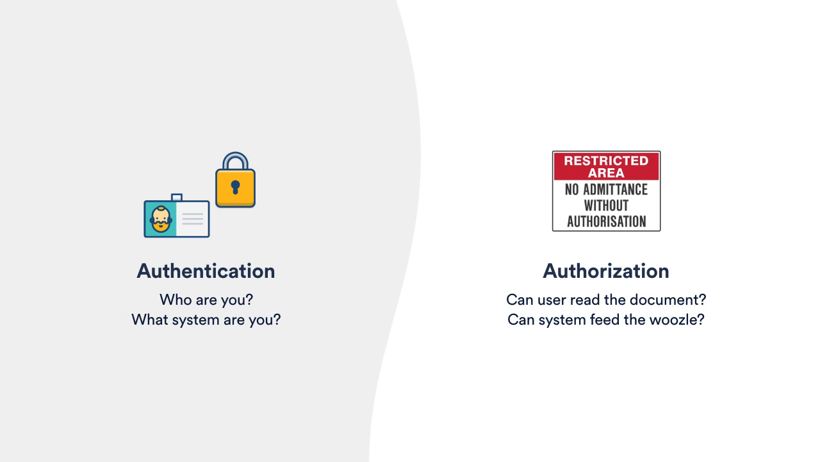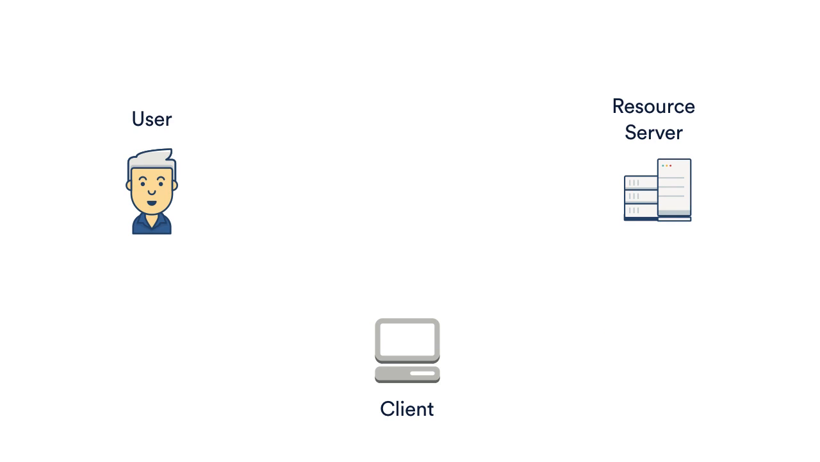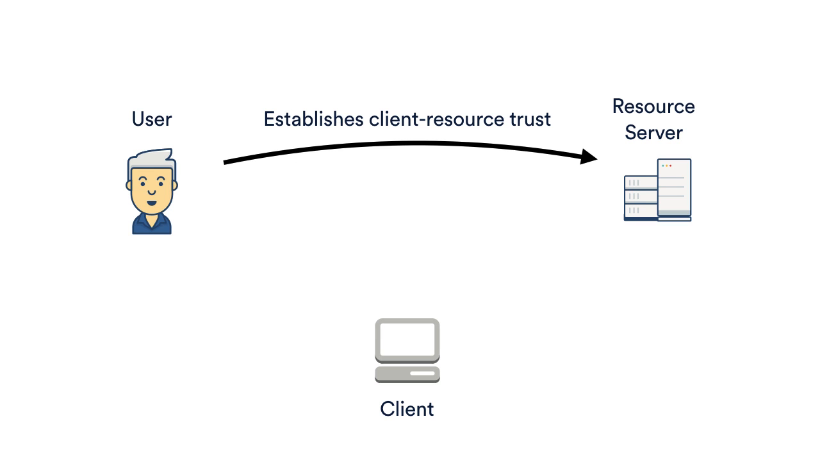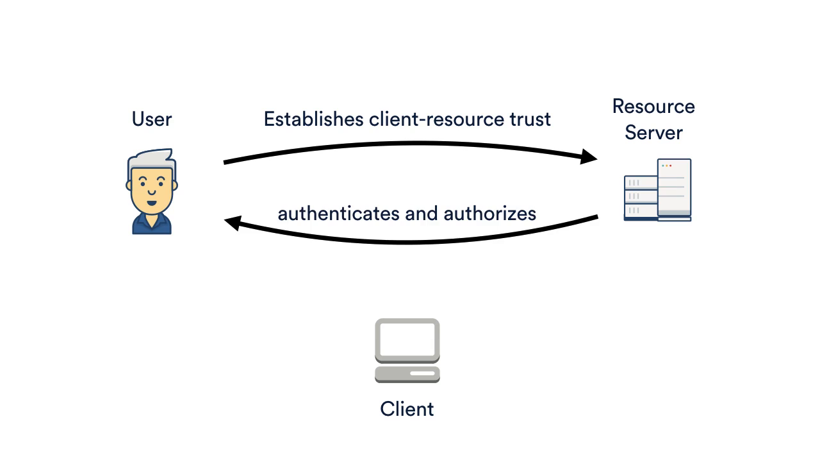So how does this work with APIs? Well, here we've got the three pieces of an API transaction. You've got the user, the client that they're using, and the resource server that holds the data they want to access. So the first thing is the user has to somehow establish a client resource trust with the resource server. That establishes the client authorization piece. But to do that, the user themselves have to authenticate and be authorized to do so.